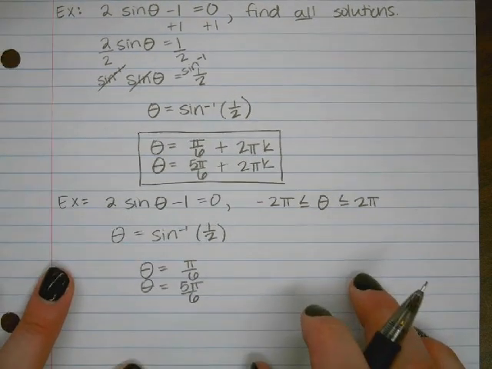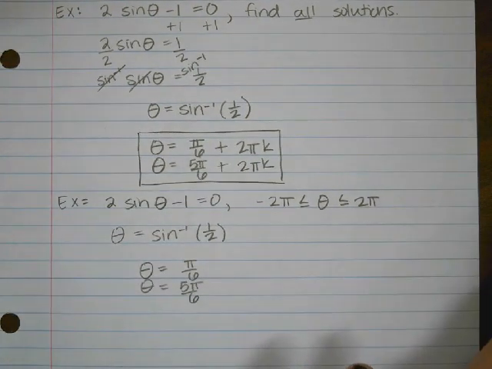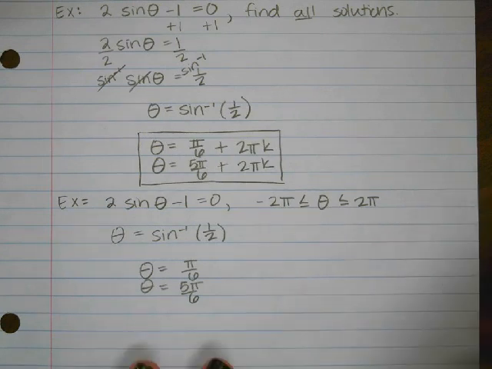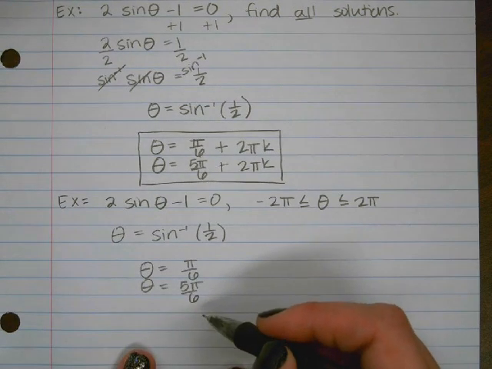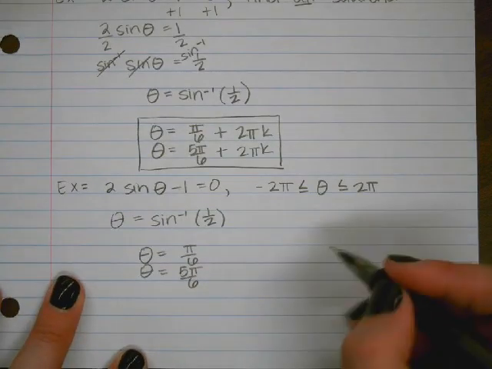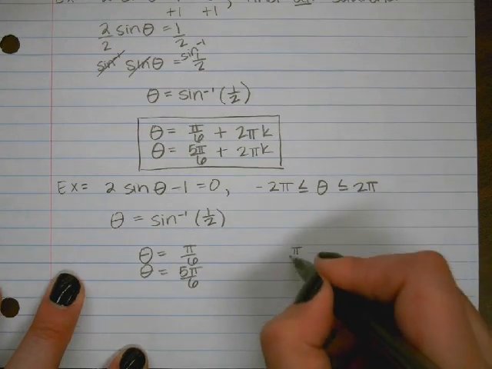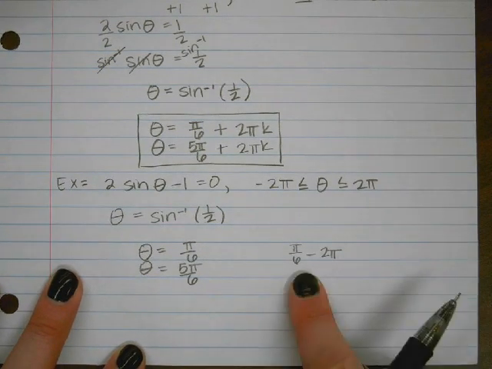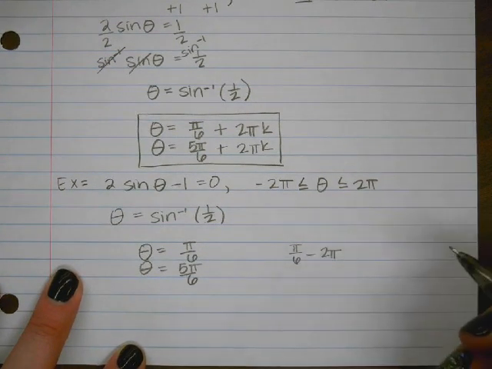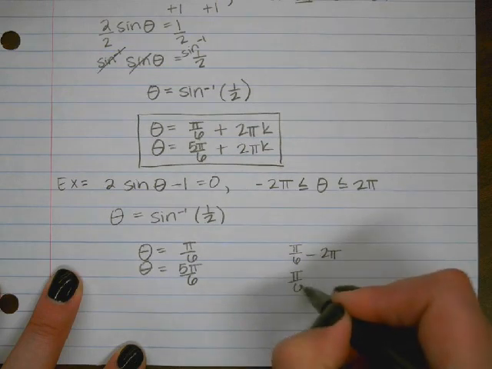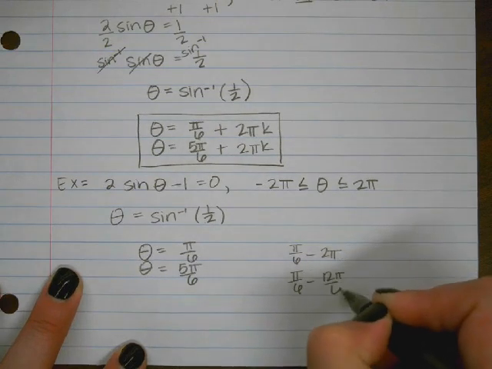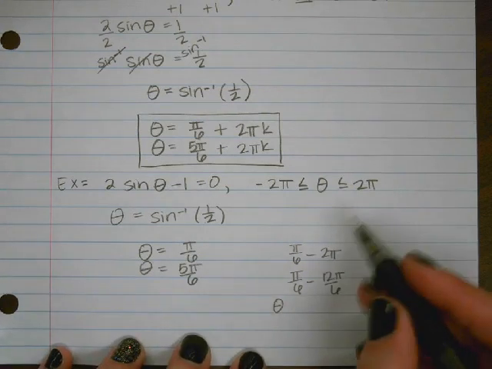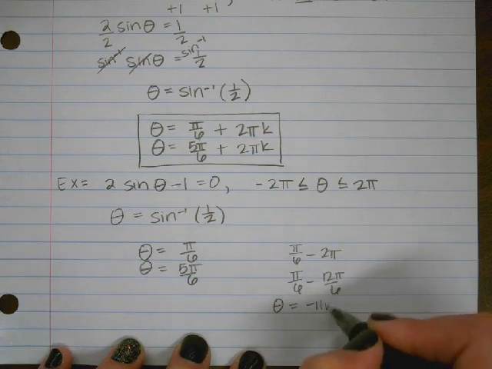But now, those were the answers between 0 and 2 pi. Now I need the answers between negative 2 pi and 0. So I'm going to take each of these fractions and subtract 2 pi off of them. So if I have pi over 6 and I'm subtracting off 2 pi, then I'm taking pi over 6 and subtracting 12/6. And so my first answer between negative 2 pi and 0 would be negative 11 pi over 6.